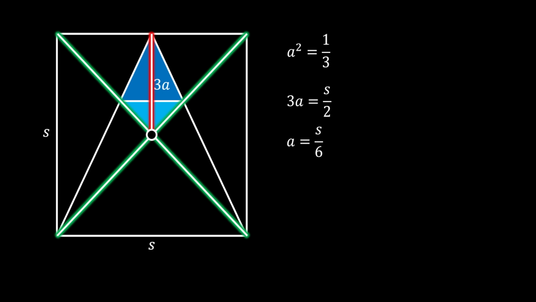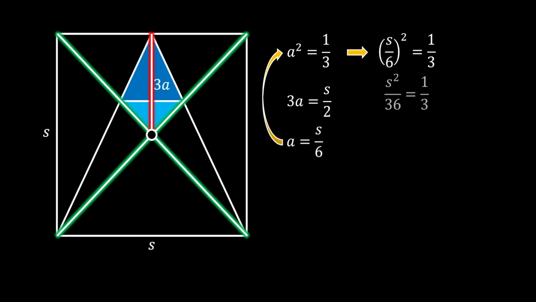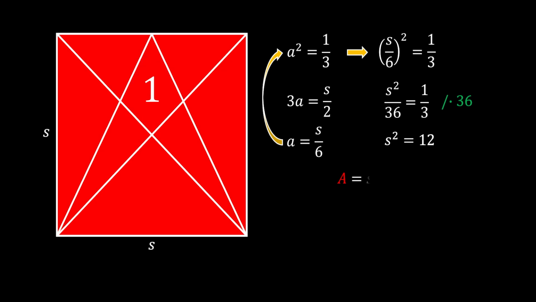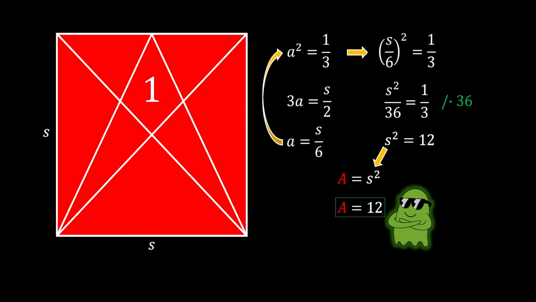Now we will substitute this value into our first equation, and we will get the following. Now we will of course calculate the square of the left side, and then we can simplify by multiplying both sides by 36 and get that s squared is equal to 12. Now remember, we are looking for the area of our big square, which is equal to s squared. So now we can just substitute the value of s squared, and we will finally get that our wanted red area of the square is equal to 12 squared units, and this is our solution.